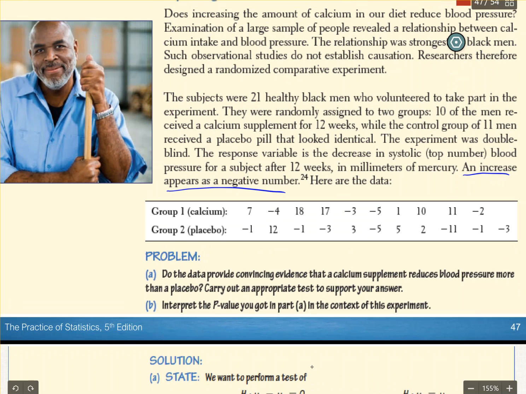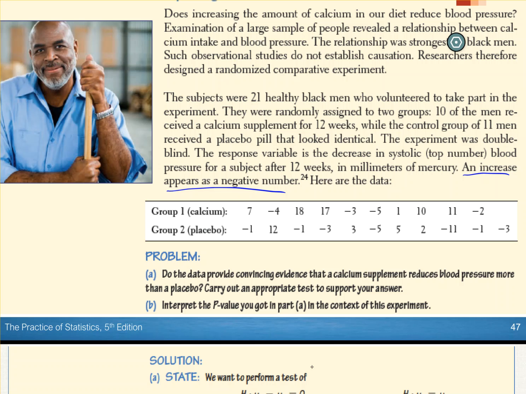All right, so do the data provide convincing evidence that a calcium supplement reduces blood pressure more than a placebo? Carry out the appropriate tests to support your answer, and interpret the p-value you got in part A in the context of this experiment. Okay, so for this one, notice they don't give us a confidence level. So I think 95% confidence is pretty good, so I would probably use alpha equals 0.05 for this. That's a good go-to whenever it's not given to you in the problem.